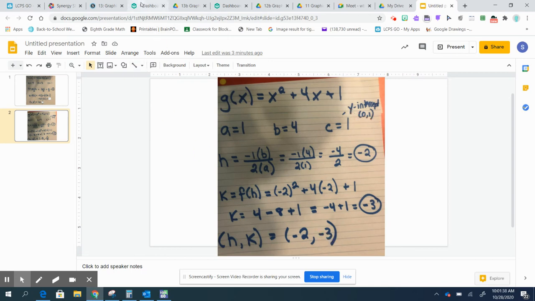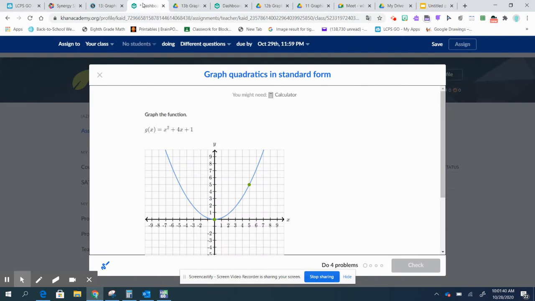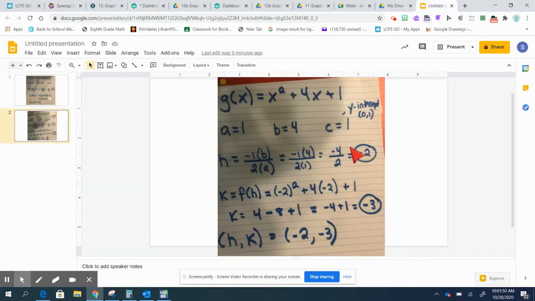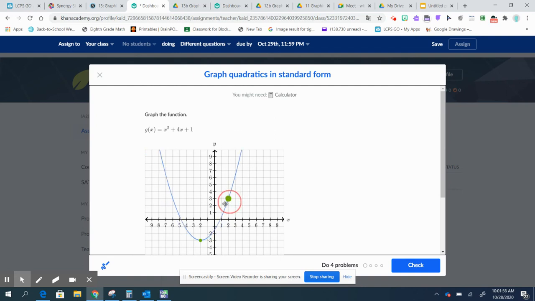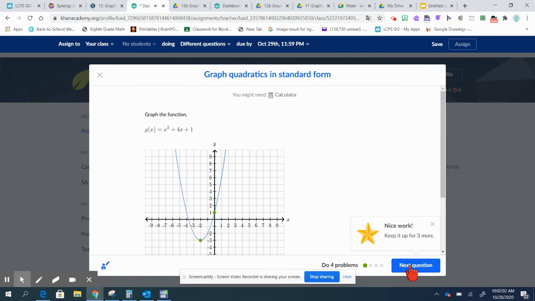So we're going to go over to our graph and find our vertex, -2, -3. Okay, we know our A value is positive, so our graph should be facing up, so that looks good. So now we need to find our y-intercept, which is 0, 1. So we're going to bring this all the way over here to 0, 1. That should be it. Let's check. And we got it right.